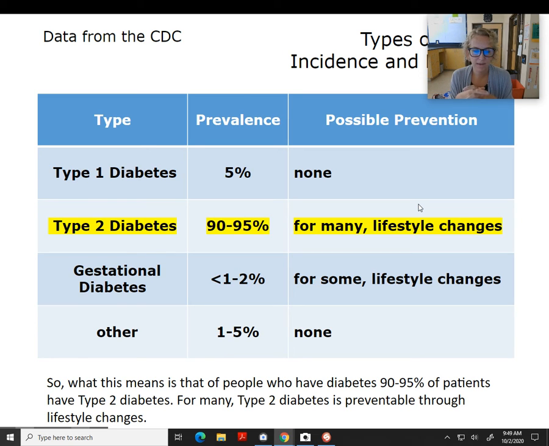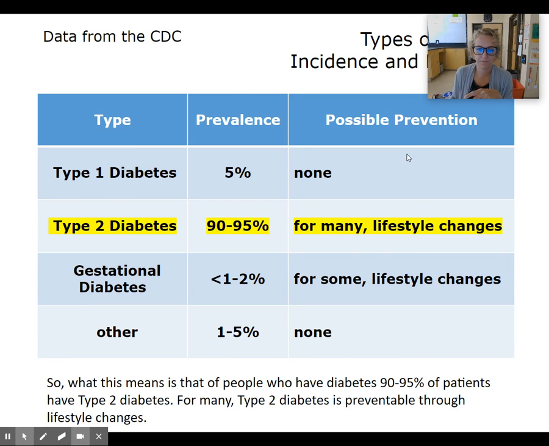Out of 100 cases of diabetes, there's 1 to 2% that are gestational diabetes, which is when a woman is pregnant. Sometimes that pregnant woman can develop what's called gestational diabetes, or diabetes only during the time of pregnancy. And then there's that other diabetes. I'm not really sure what those other types of diabetes might be, but again, very rare. Between 1 and 5% of cases fall outside type 1, type 2, or gestational.